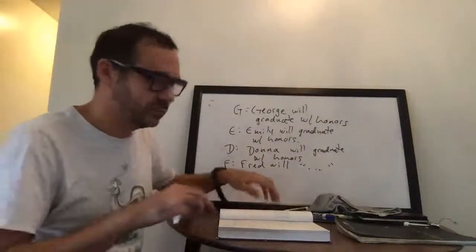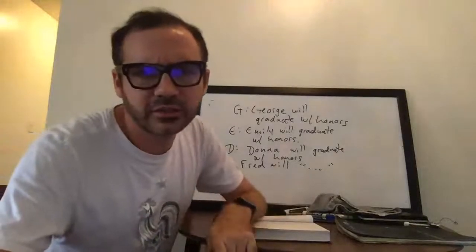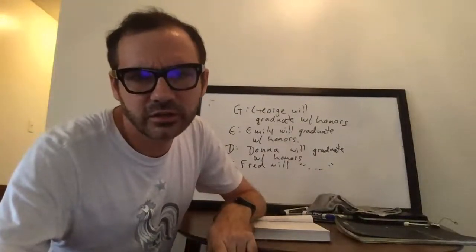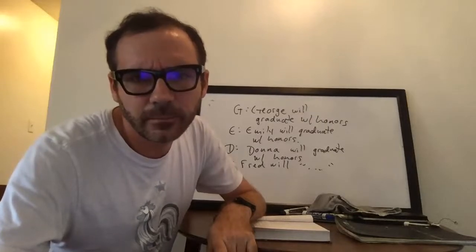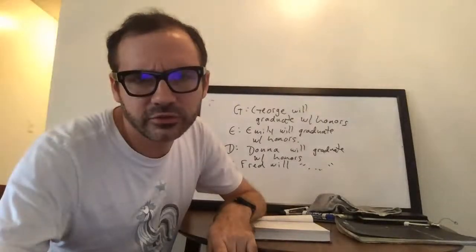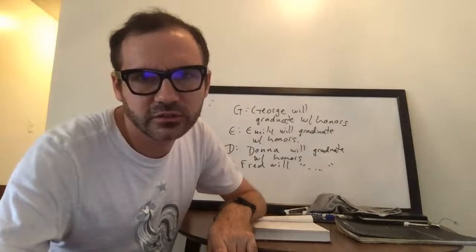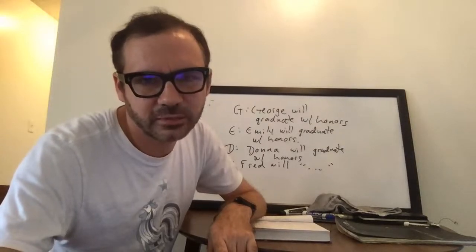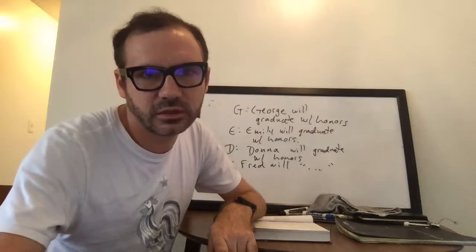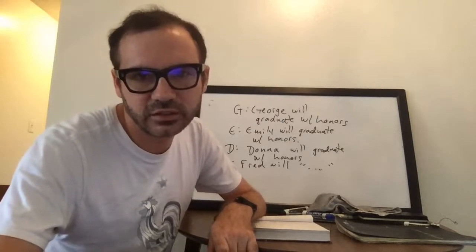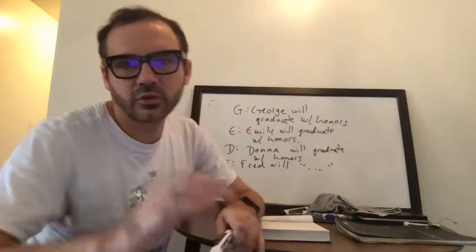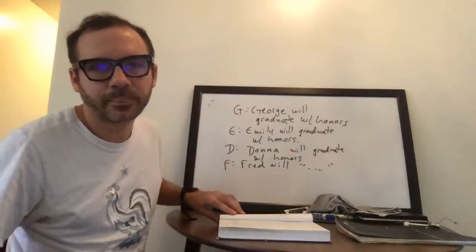F, Fred will graduate with honors. So let me see here. Does that give everything? Yeah, we've got George, Emily, Donna, and Fred. Now there's a random reference to Bob in just one of the questions. I don't know if that's intended. I feel like that's a typographical error. So maybe we'll just omit reference to D, since it's the only one that makes any reference to this random person named Bob.